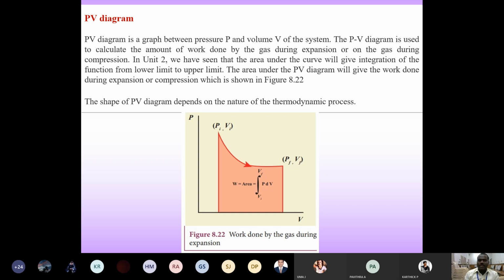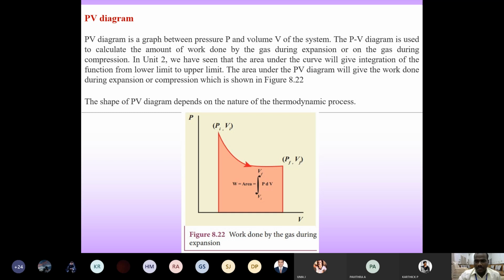Right, we can calculate the work done. How can we calculate the work done? By using the PV diagram. The area under the curve, the area under the PV diagram, will give you the work done. So this portion. This is a PV diagram, with P on the x-axis and V on the y-axis. This is pressure in pascals, and this is volume.